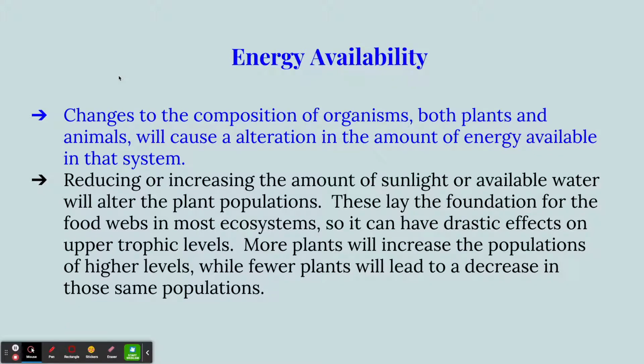So energy availability. This is changes to the composition of an organism. This can be plants or animals, and will cause an alteration in the amount of energy available. Like I was saying, if we're reducing or increasing the amount of energy available, so sunlight, water, that can alter plant populations, which is the foundation for all food webs in most ecosystems. So we can see really drastic effects if we're having any sort of sunlight or water issues with that main energy source.